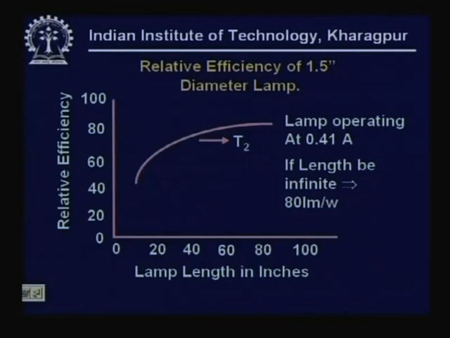Now, it also says that if we had this tube of a very long length, if the length be infinite, the overall efficacy which is estimated is around 80 lumens per watt. Now, here I must mention the two standard ratings of the fluorescent lamps which are in use. One is a 1 foot one, another is a 3 feet one, each rated for 20 watts and 40 watts respectively.